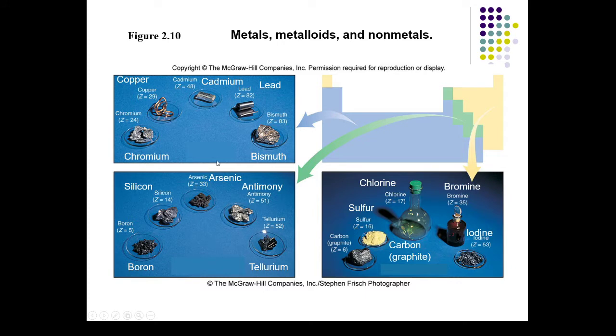Here they're pointing out what some of our metals, metalloids, and nonmetals look like. Our metals are all solid except for mercury. Our nonmetals can be solid, they could be gaseous like chlorine, they could be liquid like bromine. So it all depends.